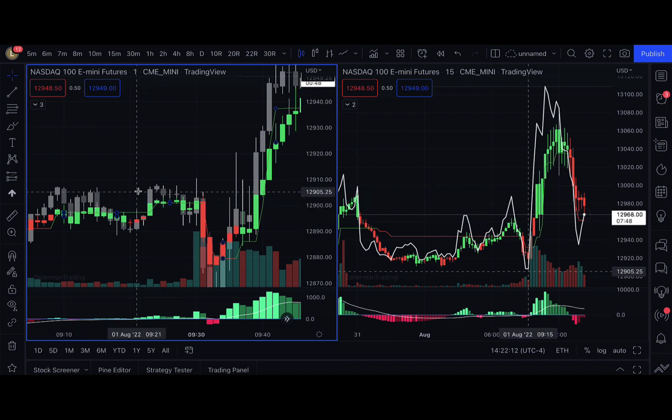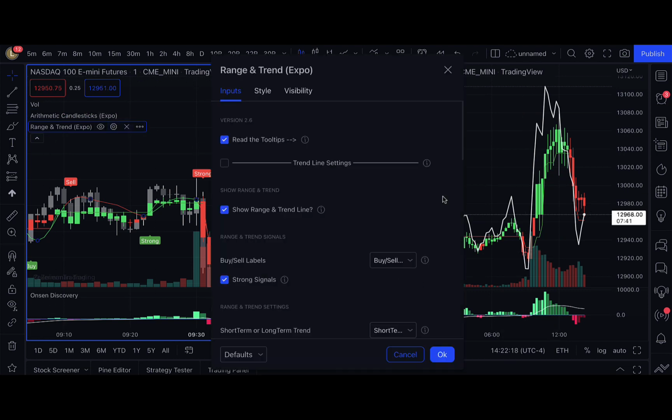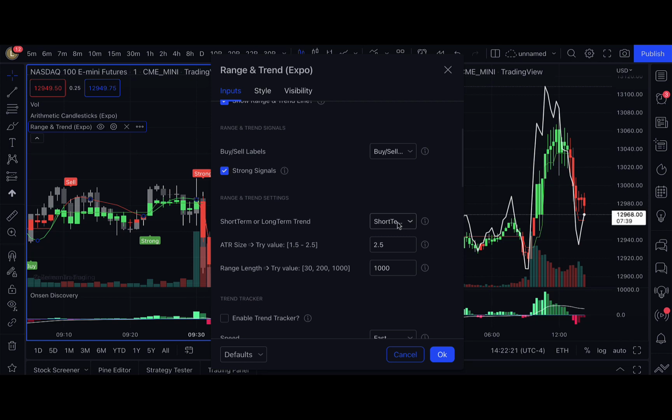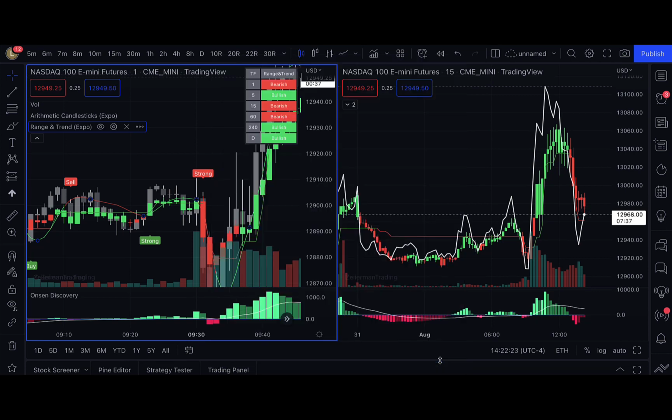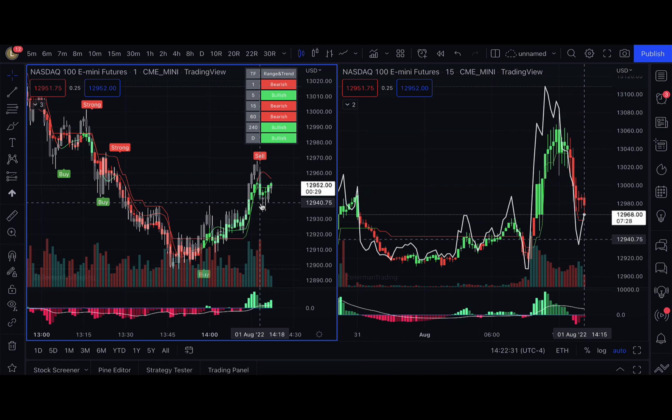Now let's add on the range and trend to this. So there we go. What I did was I changed it to short term. That's the only change I made. And again, the candles are red, the Onsen is red, so we're only looking for sells. And there you go, there's one right there. So for me, I would look to enter this trade.